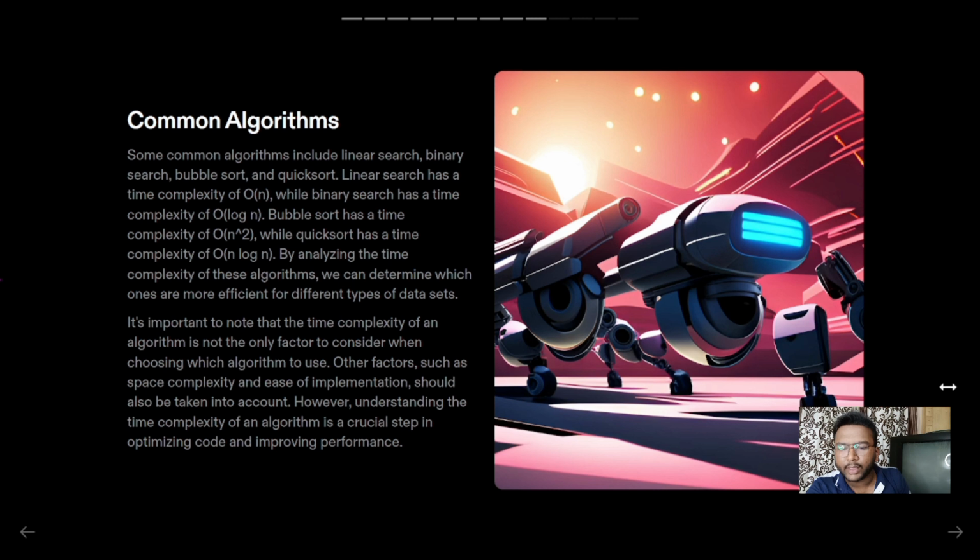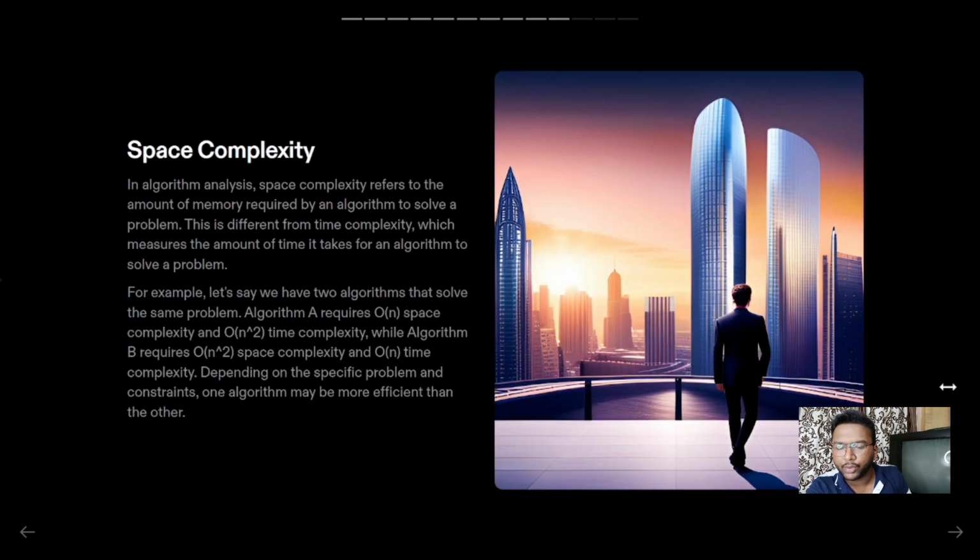By analyzing the time complexity of these algorithms, we can determine which ones are more efficient for different types of datasets. It's important to note that the time complexity of an algorithm is not the only factor to consider when choosing which algorithm to use. Other factors such as space complexity and ease of implementation should also be taken into account. However, understanding the time complexity of an algorithm is a crucial step in optimizing code and improving performance.